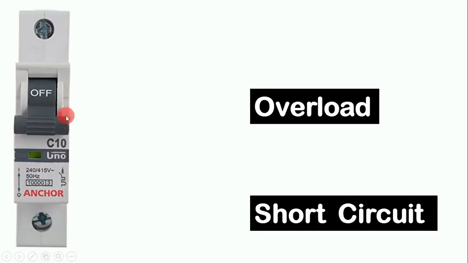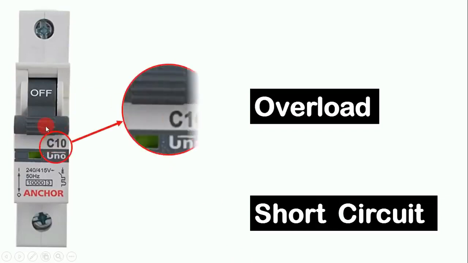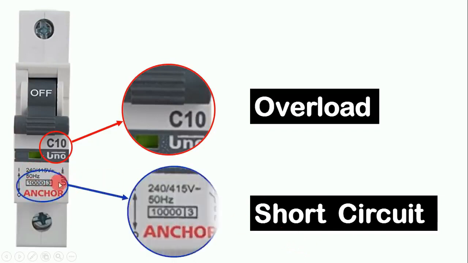Whenever you look at an MCB, you will find something written on it. Like here, C10 is written. This means overload protection. When the MCB is going to operate for overload protection, all these details are in C10. The short circuit protection this MCB provides, you can find the details of this here. Like, friends, you can see it is written 10,000. In a short circuit condition, how much ampere current the MCB can tolerate, these details are present here.